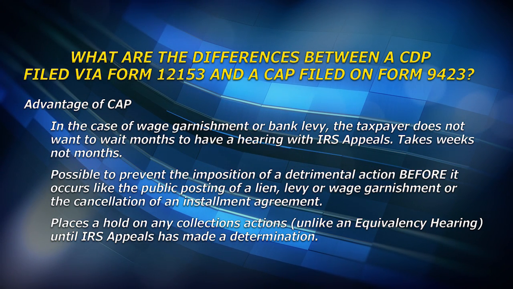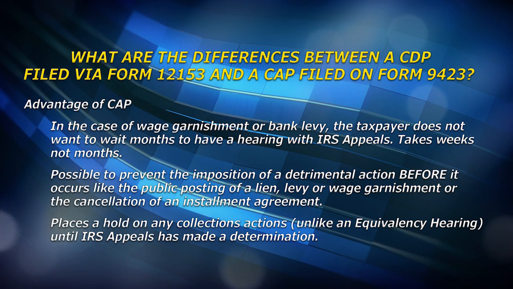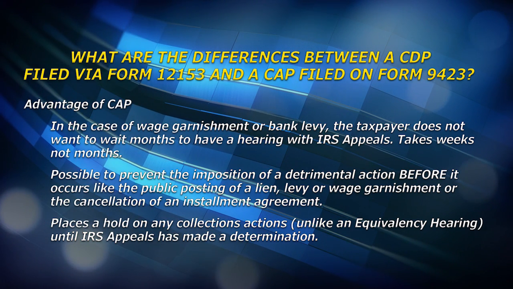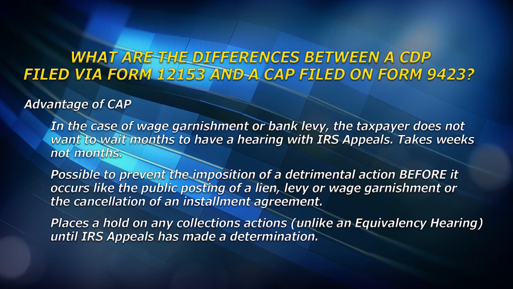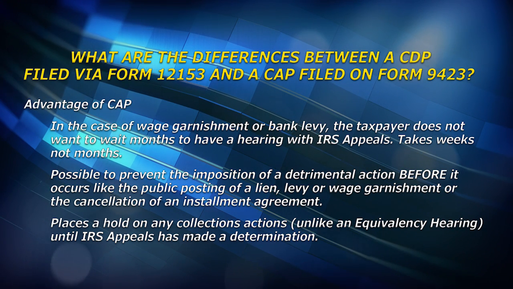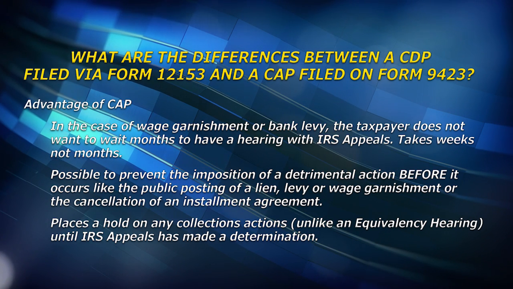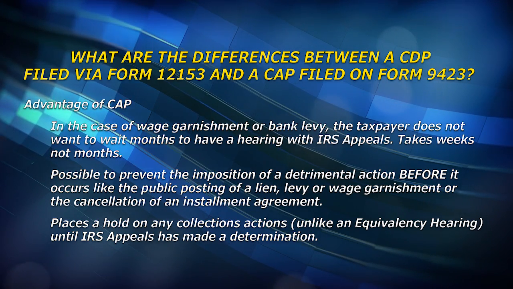If you're after that 30-day notice period, this may be the only way to halt a proposed collection action that you can't live with. This includes the posting of a public lien, a wage garnishment, or the cancellation of an existing installment agreement. Just to reiterate, if you file a CDP request after the 30-day period, it's going to revert into an equivalency hearing. In an equivalency hearing, the IRS's hands are not tied while your issue is being considered by appeals. In a CAP, the IRS's hands are tied while the IRS Appeals Division has a chance to make a determination on your issue.